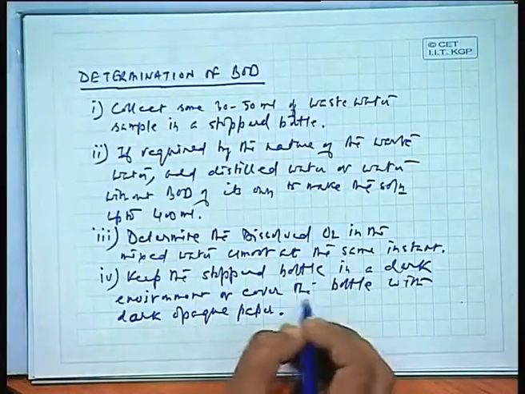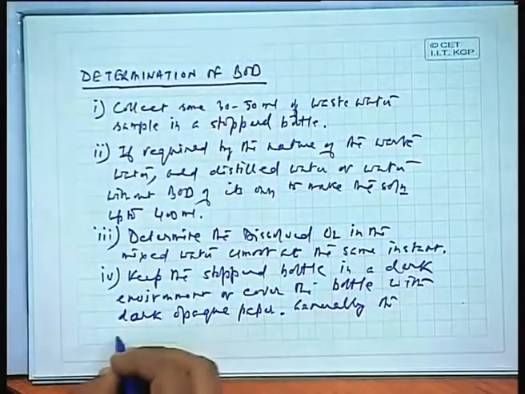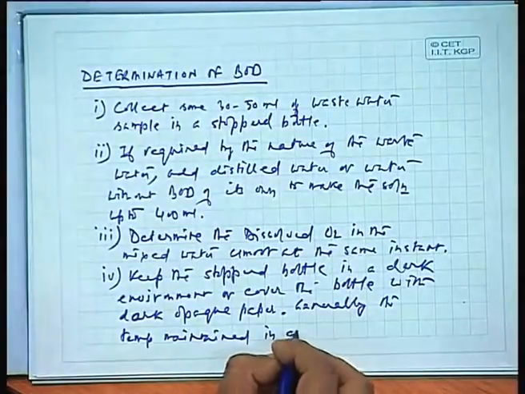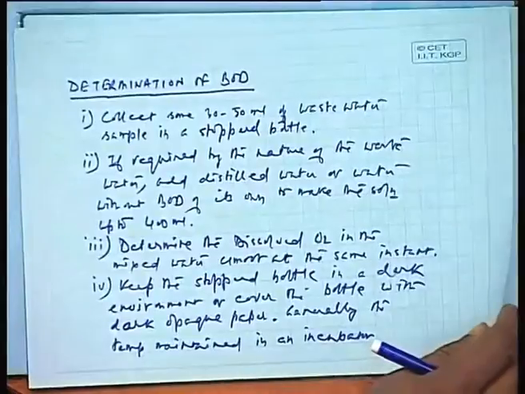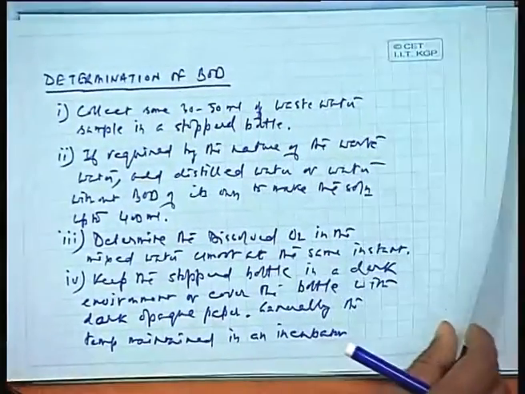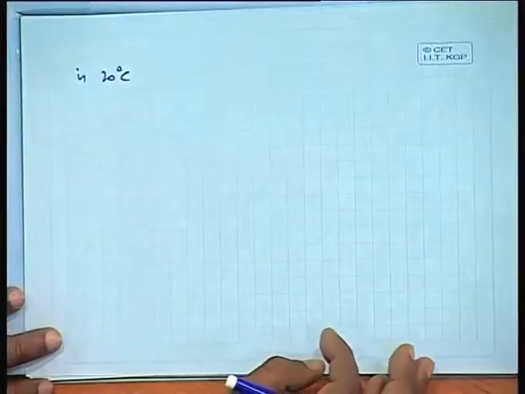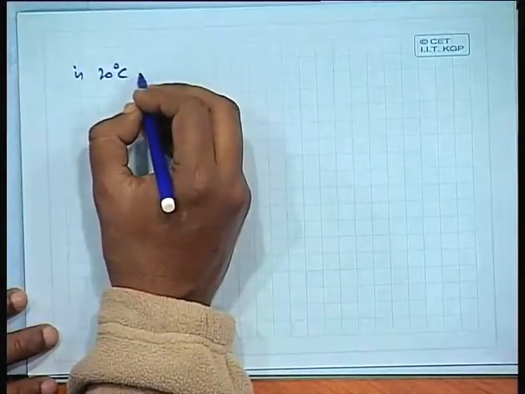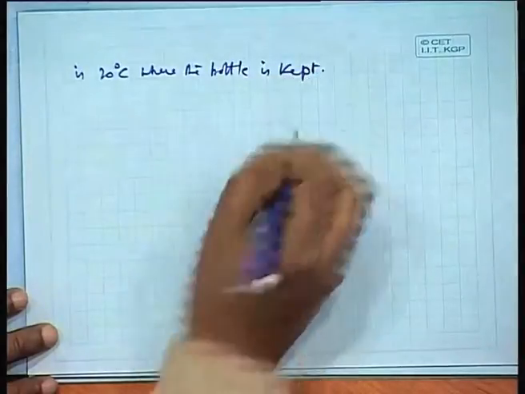Opaque paper. Generally, for the European standard, the temperature maintained in an incubator, where the bottle is kept, is 20 degrees centigrade.